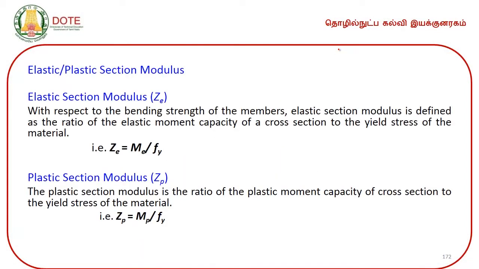And the other geometrical property is the elastic section modulus. Elastic section modulus is given by the ratio between the elastic moment and the yield stress, that is Ze is equal to Me by Fy, and plastic section modulus is denoted by Zp, and that is the ratio between the plastic moment and the yield stress, that is Zp is equal to Mp by Fy.